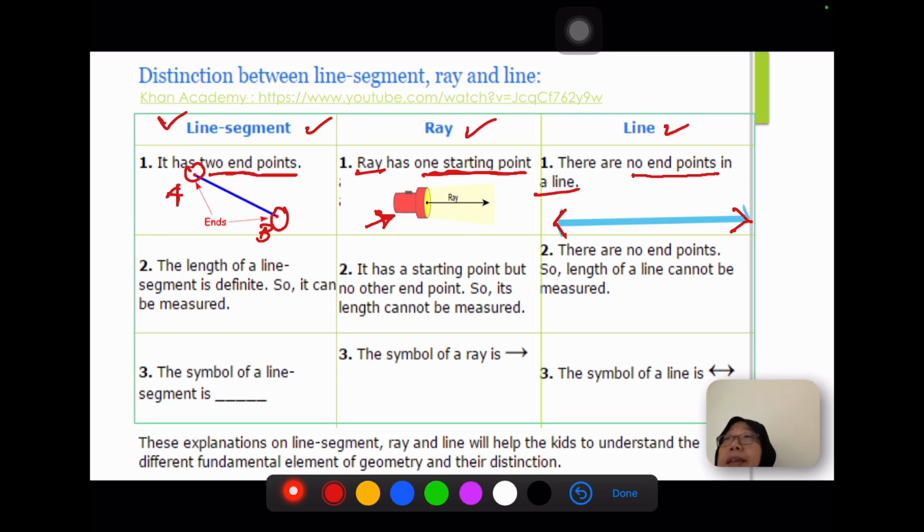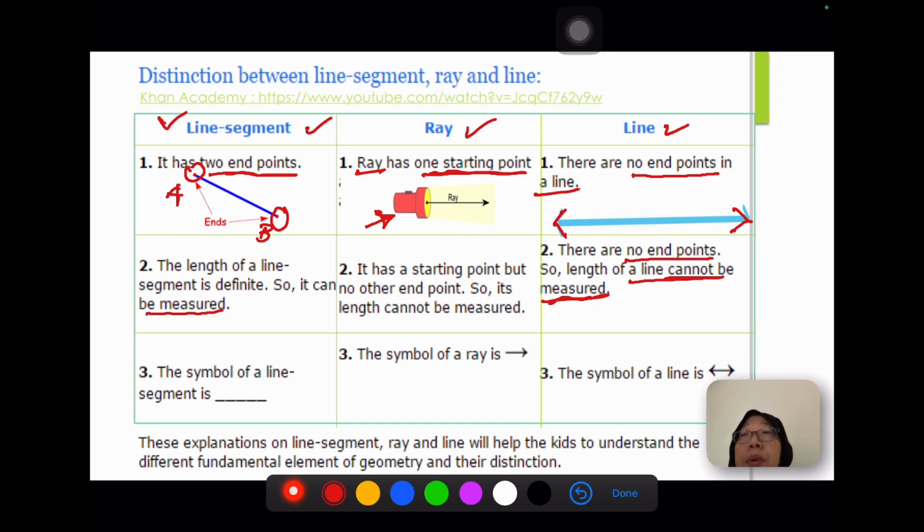Now the second difference is that lines have no endpoints. The line goes on and on and on. So a line cannot be measured. Now a line segment can be measured because you can see that there will be 2 points.